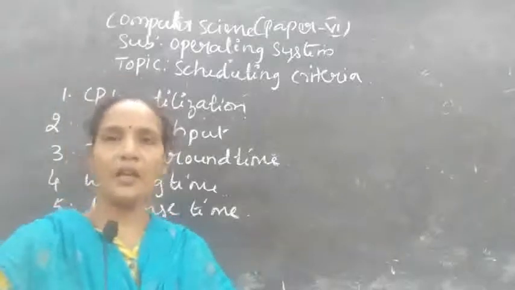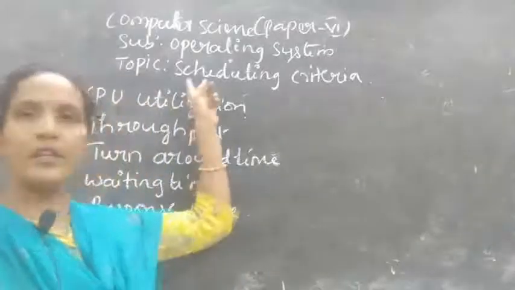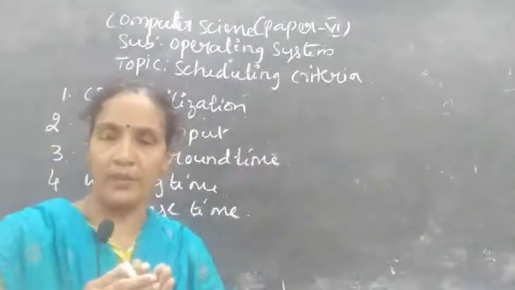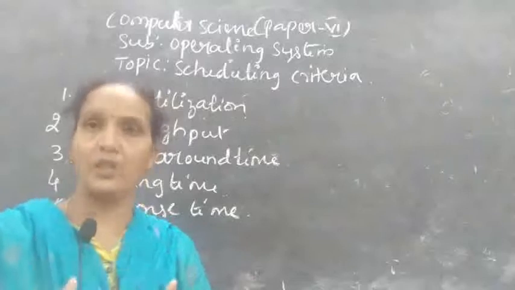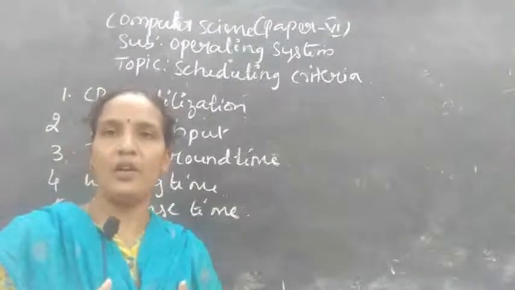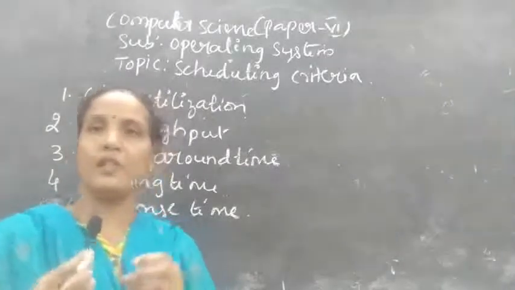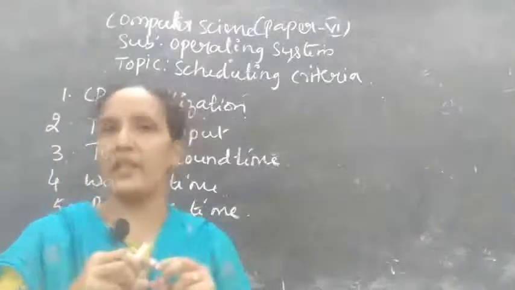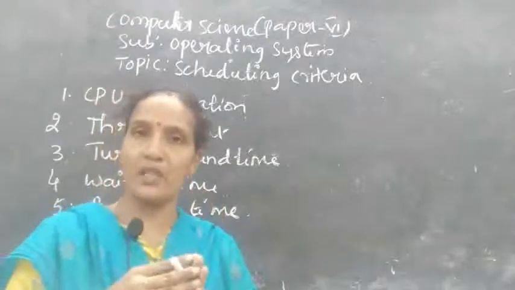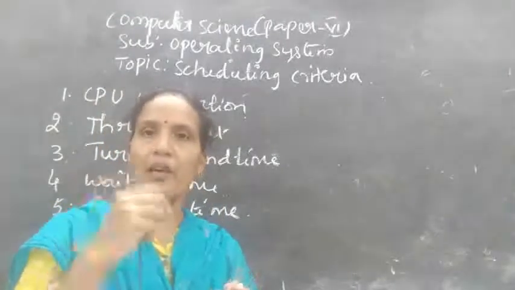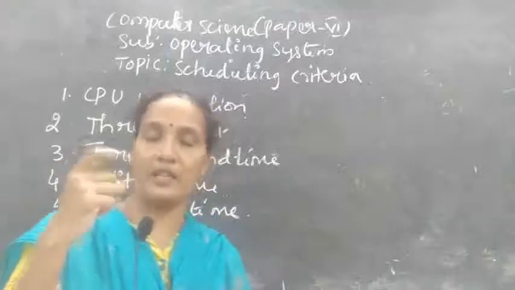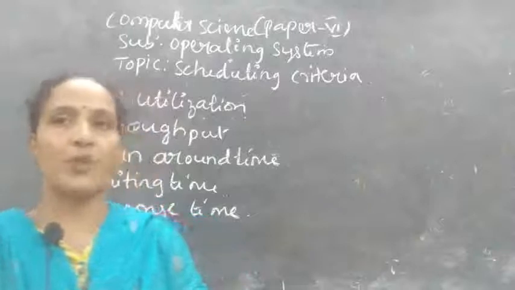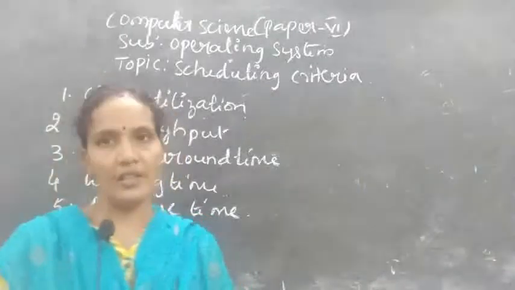Today I am going to explain scheduling criteria. Already I have explained what scheduling is, what the scheduler is, and what the dispatcher is. So what is scheduling? When the processes are waiting in the ready queue for execution, meaning they are waiting for the CPU, the operating system scheduler will select one process from the ready queue and load it into the processor. That is called scheduling.